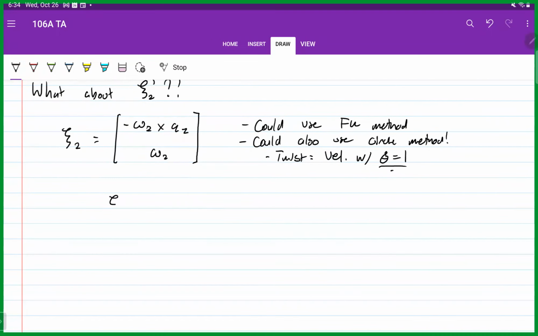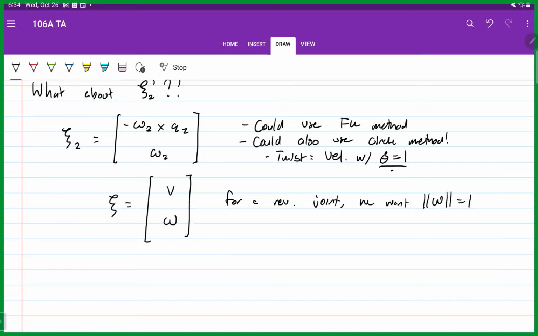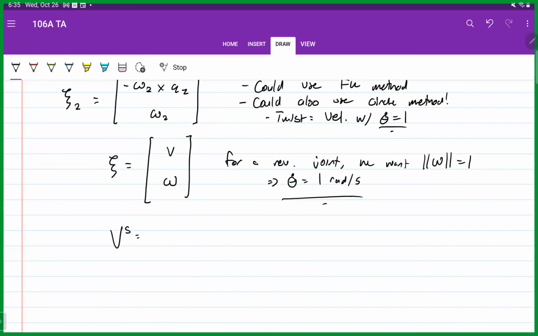So if we have a twist of the form V omega, and for a revolute joint, in this case, omega is going to be non-zero. For a revolute joint, we want the norm of omega to be equal to 1. We always think that they're unit axes that we're taking around. Since omega is our angular velocity about that joint, if we take its magnitude to be equal to 1, that means that our theta dot for that joint equals 1 radian per second. Then normally, if we have a rigid body velocity like Vs equals V omega, we don't actually care about the magnitude of this thing anymore.